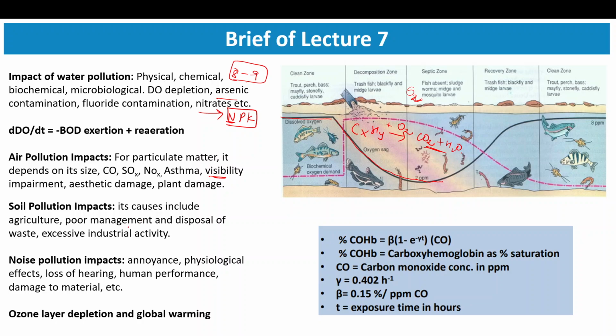Now, if we talk about soil pollution, it could be because of agriculture runoff, or because of poor management and disposal of waste. And obviously, we have seen that once soil pollution is caused, it will further pass on through the food chain and cause unavoidable damage to human health, unavoidable diseases.